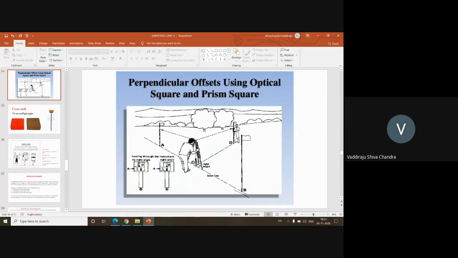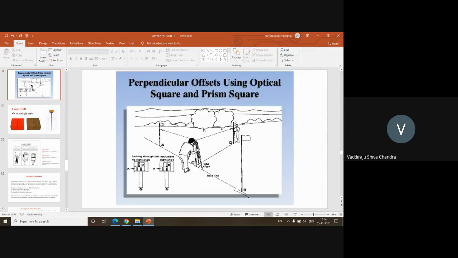If it is not perpendicular, you'll get a variation. In this first figure, you can see D is at some position and A is at some position. But the requirement is that both the images of A, B and D should coincide and be one above the other. So once I place the optical square or prism square roughly at position C, I will get this image. Based on these images coming into the instrument, I need to slightly move the instrument either left or right, in either direction, till these two images coincide.